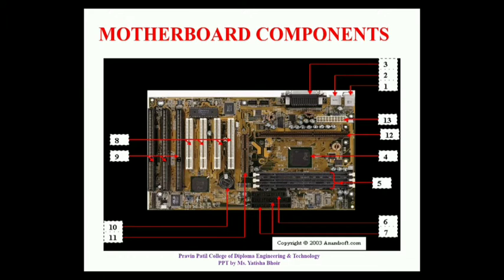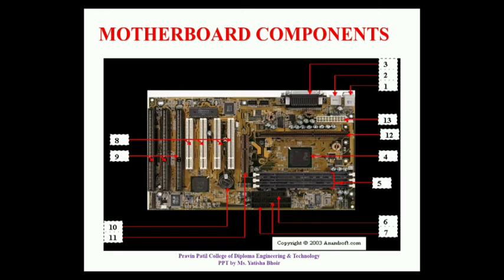So these are the motherboard components. Numbers indicate the components. Now we will see them one by one. There are a total of 13 components of the motherboard. So we will see the first component, which is indicated by the arrow. See in the image side by side.